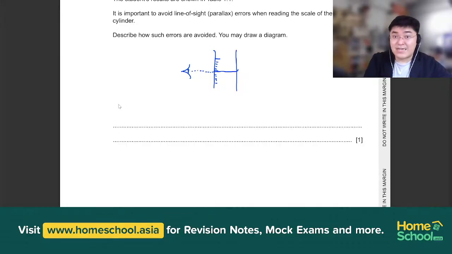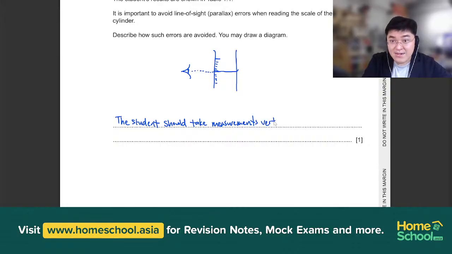Once that is done, we can just write down the answer: the student should take measurements vertically above the graduation markings.